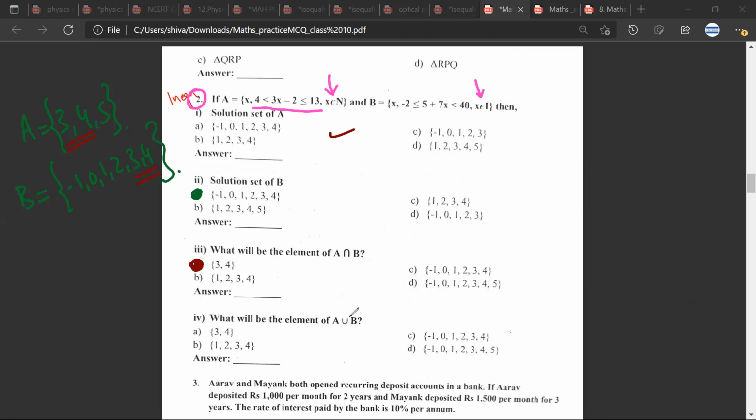What would be the elements of A union B? A union B implies both A and B. So minus 1, 0, 1, 2, 3, 4, as well as 5. Do we agree to this? Yes. And therefore our answer for the fourth is D part, minus 1, 0, 1, 2, 3, 4, 5. Do we agree to this? Yes. Great, sir.